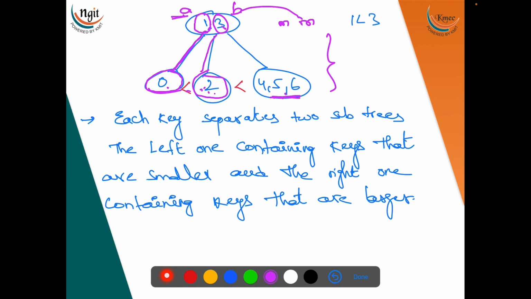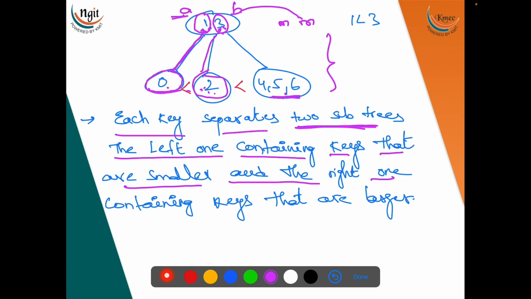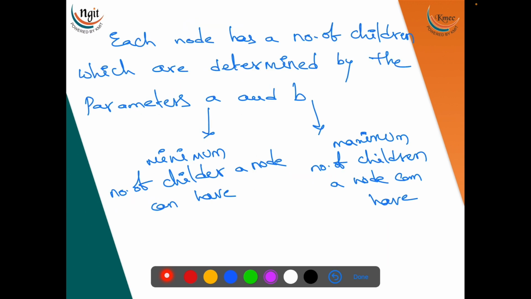And the order is such that each key separates 2 subtrees. You are given 2 keys and each key separates 2 subtrees. The left one contains keys that are smaller and the right one contains keys that are larger. That is the reason why I have given this symbol. Always it will be under the same constraint: the arrangement of the AB tree goes left to right, in sorted order.